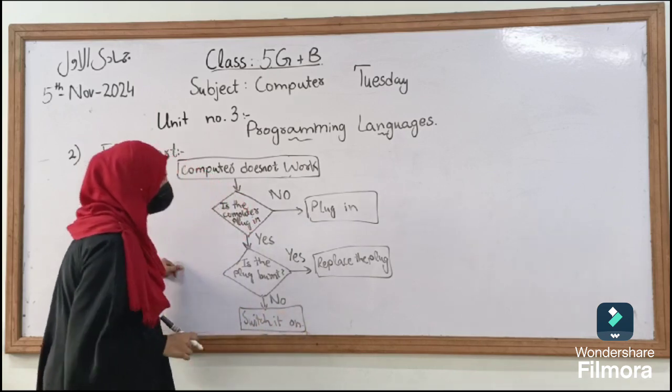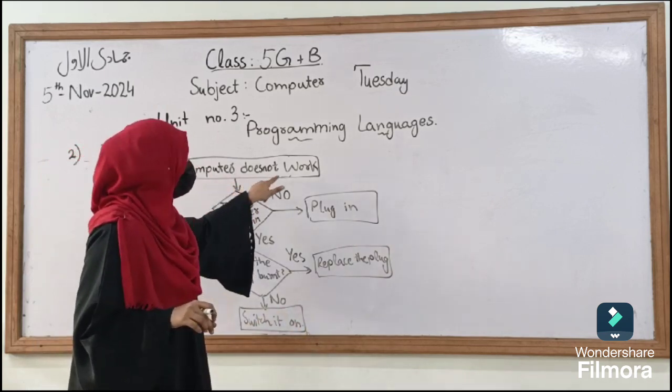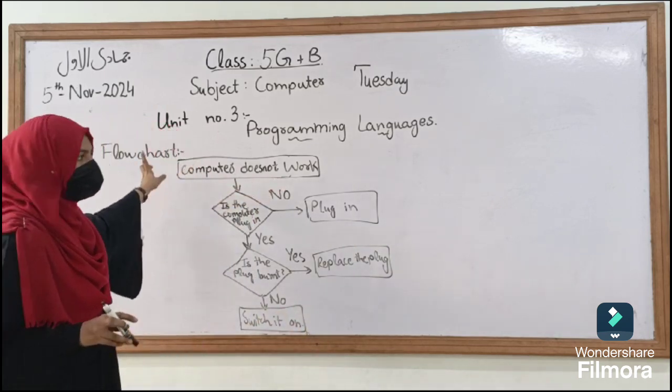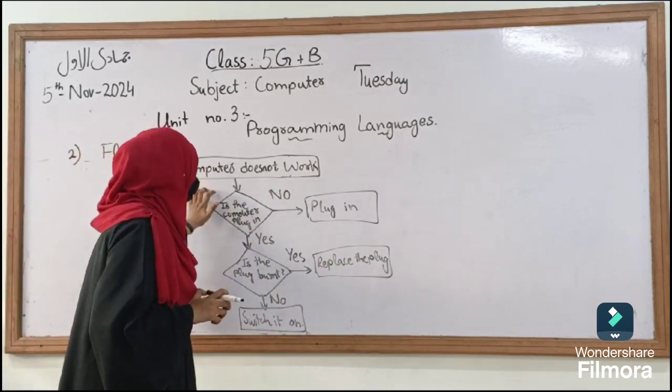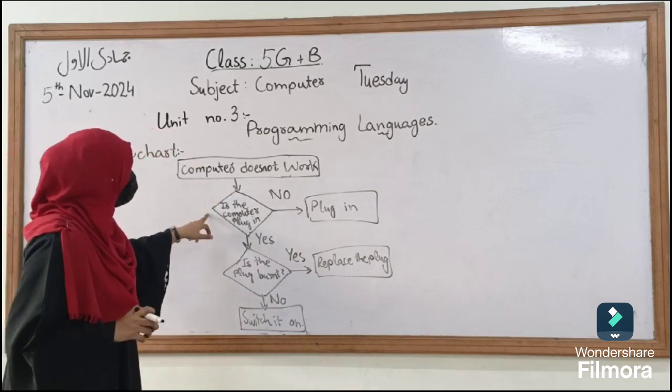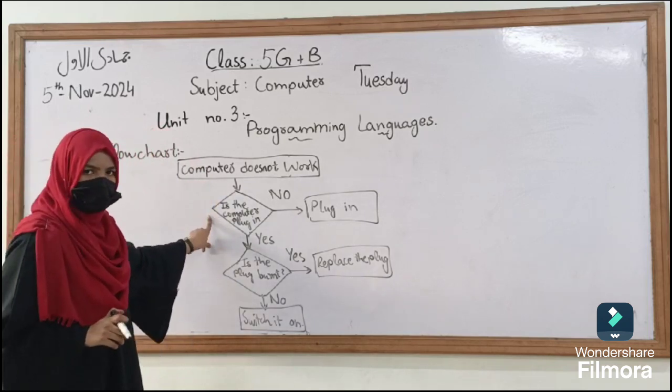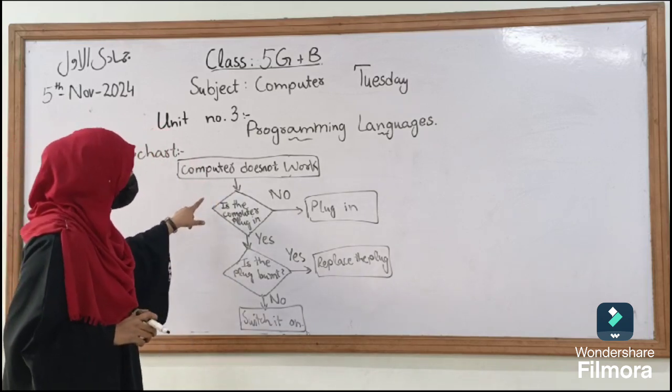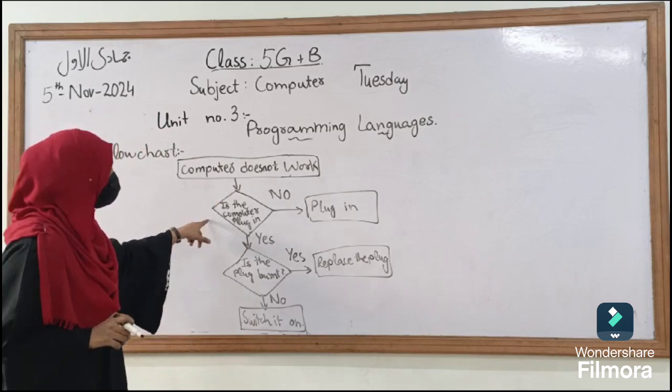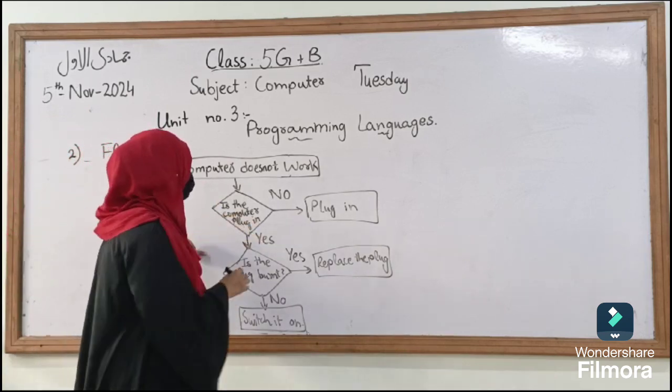So now let me revise again. A computer does not work. This is the process and this is the input that is given to you. You need to check: is the computer plugged in? This is the decision making. This is the symbol of diamond and it is used to make a decision. Is the computer plugged in? You need to check. This is the question.